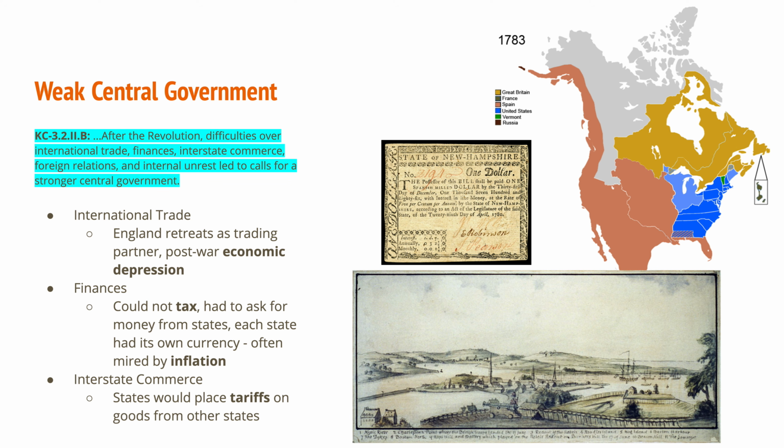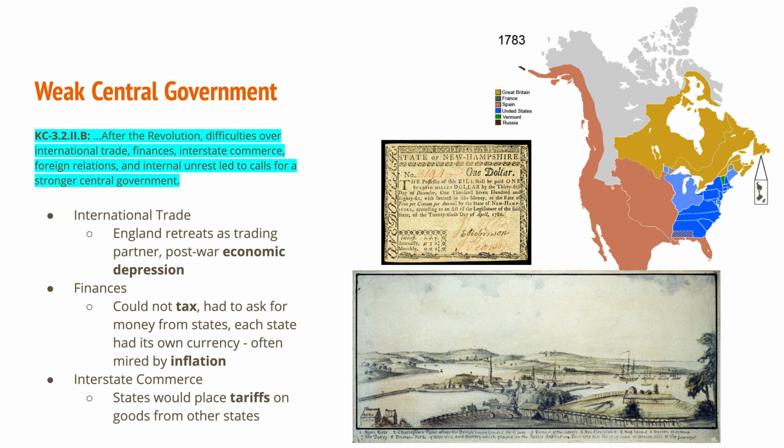As far as international trade goes, England, after having been defeated in the Revolutionary War, they retreat as a trading partner. Before the revolution, they made up about 75% of all of the colonial trade. And after the revolution, they said, all right, United States, you want to be independent, you don't want to be a part of the British Empire, then fine. Let's see how you do without us as a trading partner. So it's going to kick off a post-war economic depression that's going to be difficult for the Articles of Confederation to do anything about.